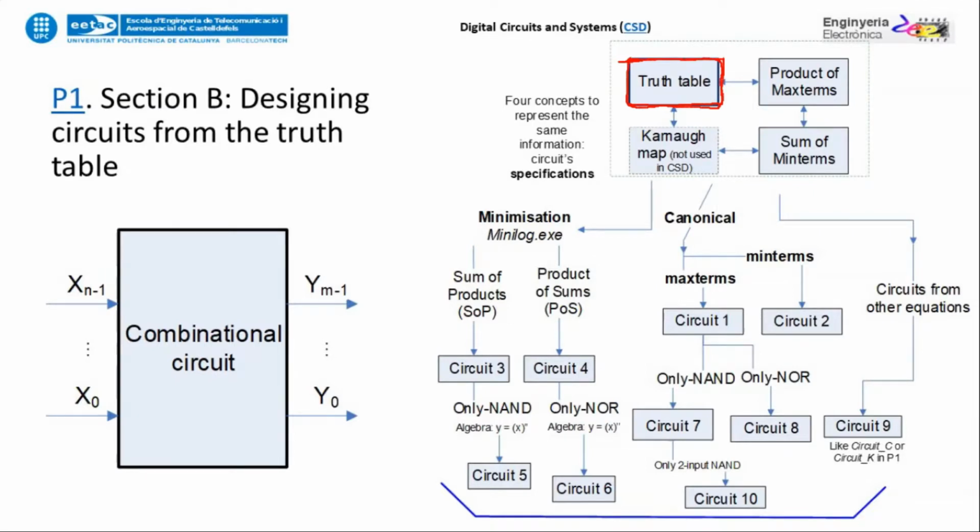We can have it in this table format, or instead as a product of maxterms or as a sum of minterms, because whatever equation is the same as the truth table. There is no doubt about this. One equation is all the terms that are considered to be zero, and the sum of minterms means that we count all the terms that are given a 1 in the truth table. In whatever way, we have the truth table as the specification of the circuit.